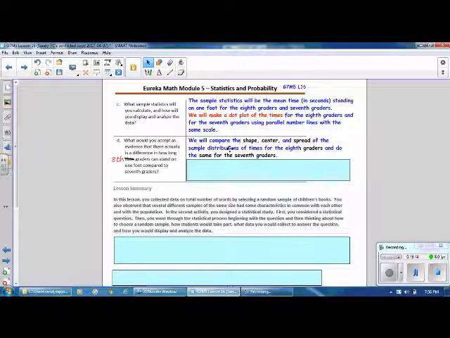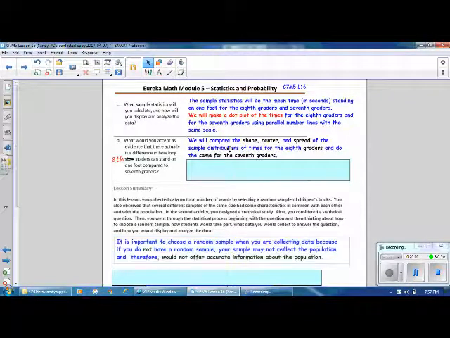In this lesson, you collected data on total number of words by selecting a random sample of children's books. You also observed that several different samples of the same size have some characteristics in common with each other and with the population. In the second activity, you designed a statistical study. First, you considered a statistical question. Can 7th or 8th graders balance longer on one foot? Then you went through the statistical process beginning with the question and then thinking about how to choose a random sample, how students would take part, what data you would collect to answer the question, and how you would display and analyze the data.